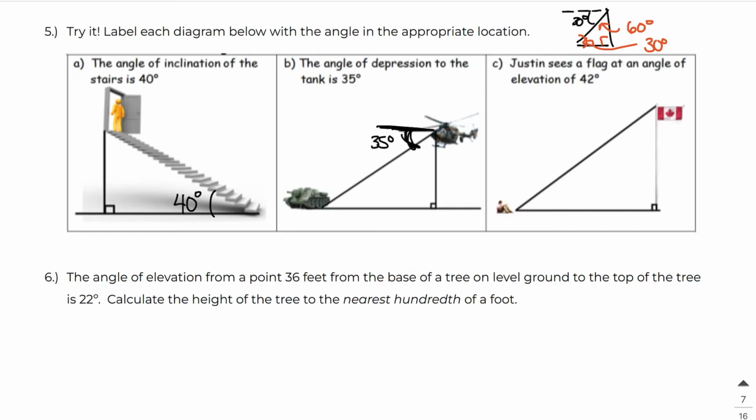So this angle right here makes 35 degrees, which means that we can automatically assume this is 35, or we can also say that this would have to be 55, because 90 minus 35 is 55 degrees. Okay, and then the last one, it says Justin sees a flag at an angle of elevation of 42 degrees. So this right here is our angle of elevation.